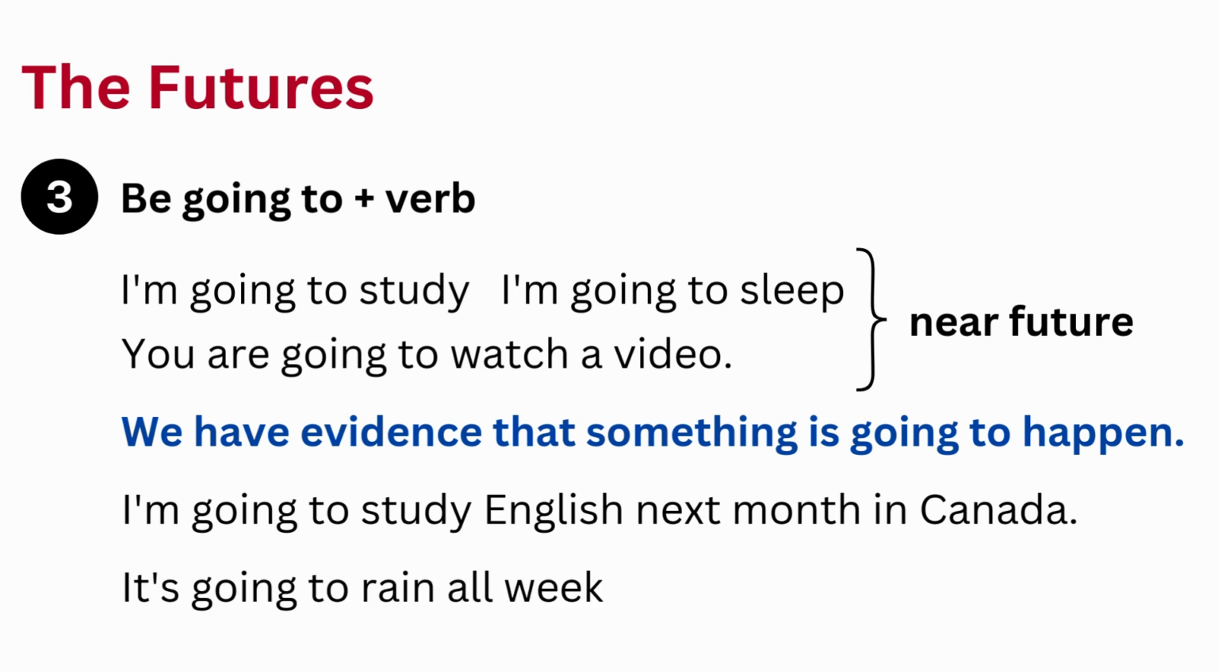Another example? Imagine I watch the weather station, and the meteorologist has predicted the weather, but it's a very good prediction because we see these clouds in the sky. There's a lot of evidence it's going to rain. Because there's evidence, we could use this tense and say, it's going to rain all week. So it's in the near future, but it's based on some sort of evidence. This is likely to happen, and we are pretty sure it's going to happen. We have some evidence that makes us think it's going to happen.